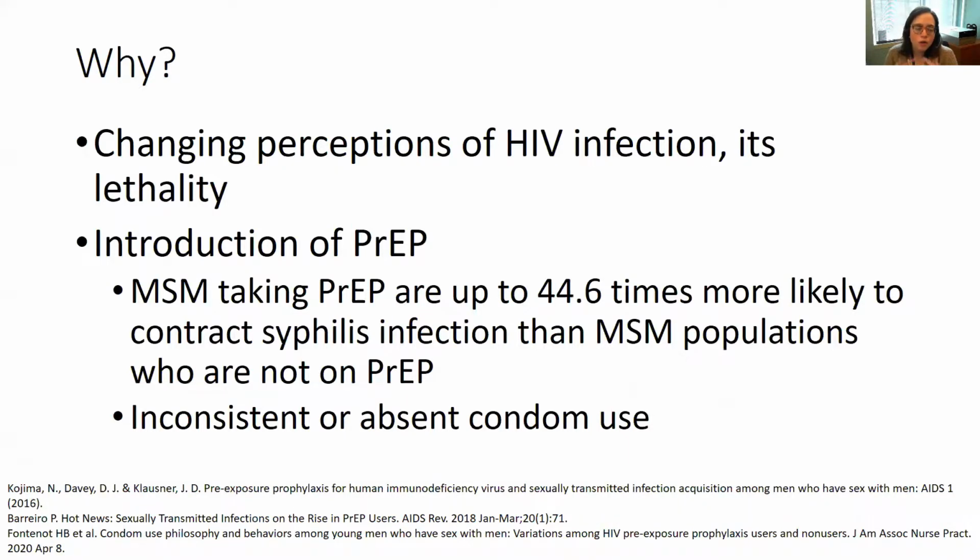Also, there are, as we all know, changing perceptions of HIV infection and how lethal it is, and perhaps individuals are getting more comfortable with condomless sex, leading to increased rates of infections. Also, the development of pre-exposure prophylaxis seems to play a role, as some studies show that men who have sex with men taking PrEP are up to almost 45 times more likely to contract syphilis than MSM individuals who are not on PrEP. Men who report being on pre-exposure prophylaxis also report inconsistent or even absent condom use.